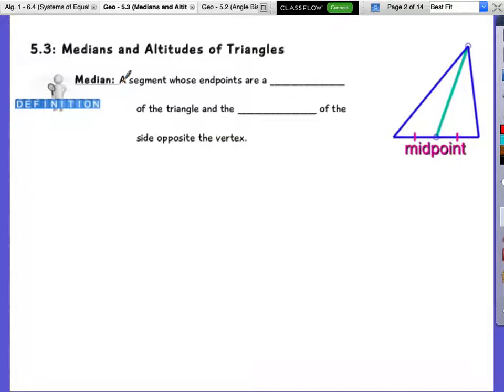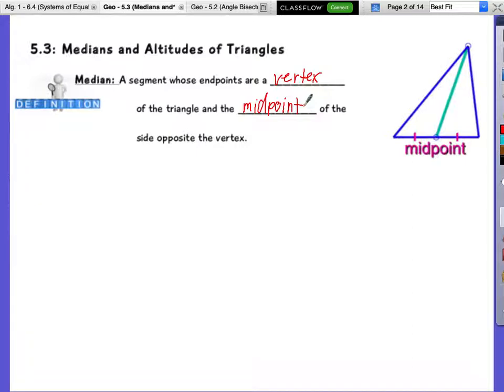So in 5.3, we'll be talking about a couple different things. Today we'll just be talking about the median. A median of a triangle, think kind of like a median of a road. That's also where the word median might be used, and you've heard it before probably. It's somewhat similar to that idea, but only in one way, and then different in others. But I digress. A median is a segment whose endpoints are a vertex of the triangle and the midpoint of the side opposite that vertex.